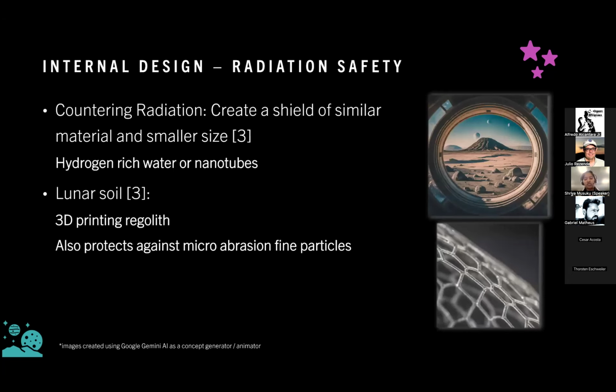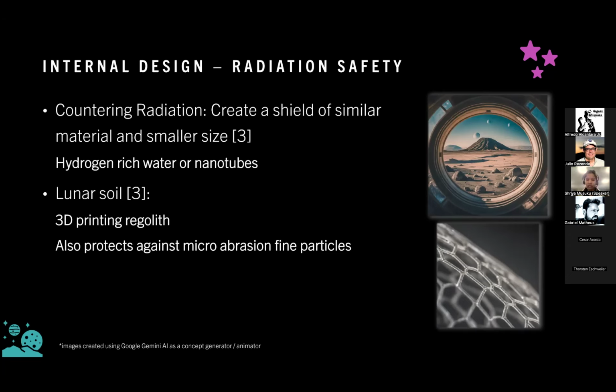So looking at radiation safety, NASA and ESA and all of the space agencies that we have so far have spent significant resources on that. Countering radiation is typically done by making a shield of similar materials of the same or smaller size particles. With galactic cosmic rays being so small, typically it's hydrogen-rich water or nanotubes that have polar interactions in the chemicals that really allow that countering of such small particles.